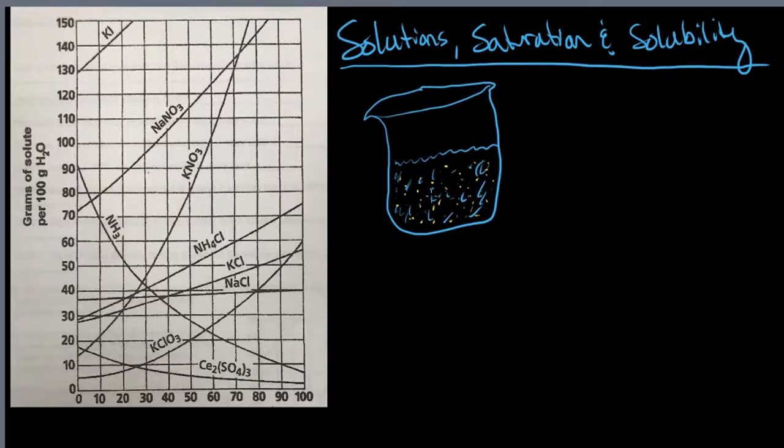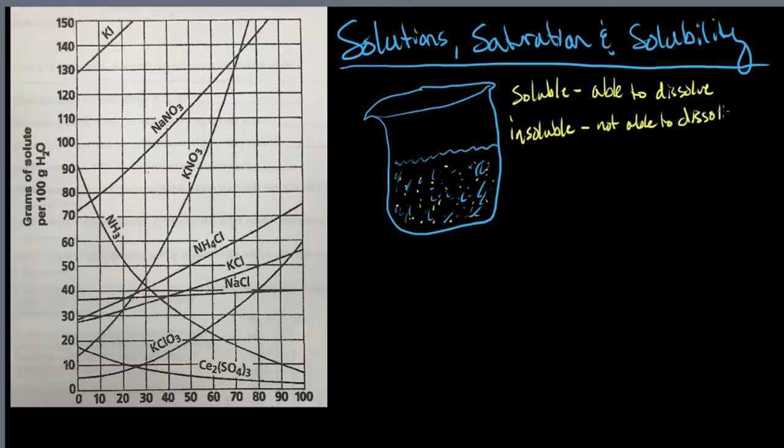Well, first of all, if you have the stuff that is dissolving into the water, that means it is soluble, which means able to mix or able to dissolve. So if we have something that's soluble, it is able to dissolve into our solution. If it's insoluble, then it's not able to dissolve. And you'll find that a lot of the terms in this unit are opposites of each other. So soluble, insoluble, saturated, unsaturated, that sort of thing.